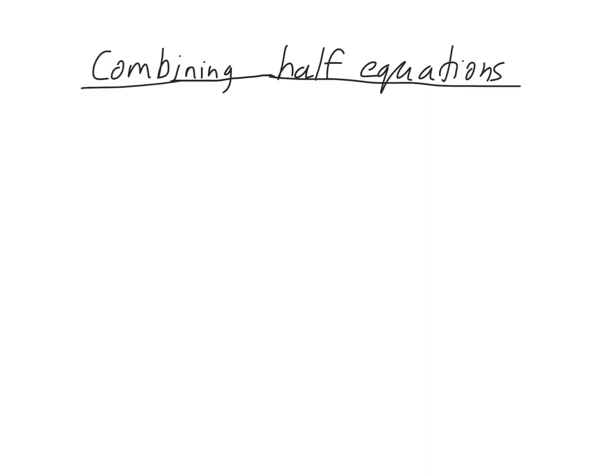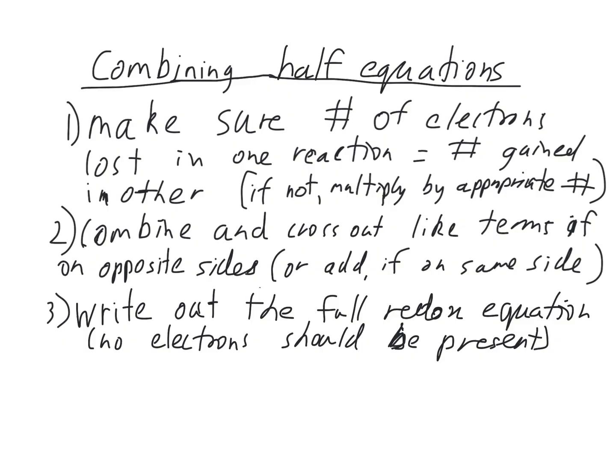The last thing we're going to learn to do in this topic is to combine half equations together. When you're combining two half equations together, there are 3 simple steps you can follow. And the first is you need to make sure the number of electrons lost in one is equal to the number gained in the other. If not, you need to multiply one or both of them by the appropriate number. You then combine them, and you cross out like terms if they're on opposite sides. So if for example, you have H2O on the left and H2O on the right of the other reaction, you cross them out. If they're on the same side, you add them.